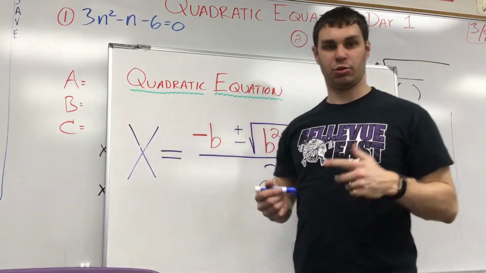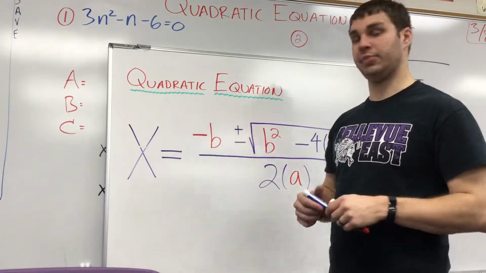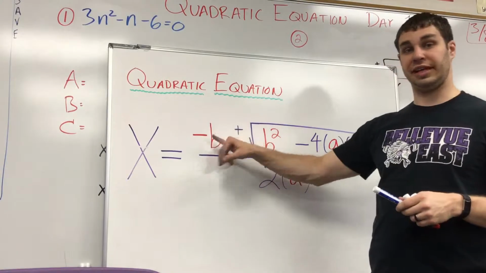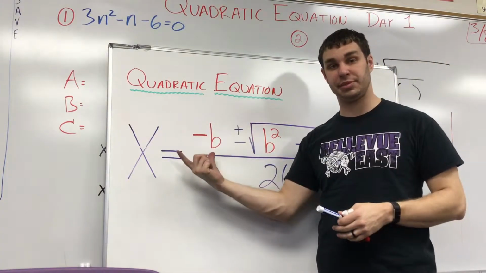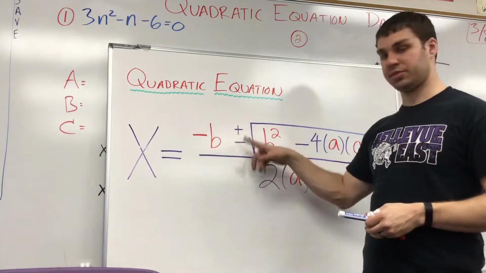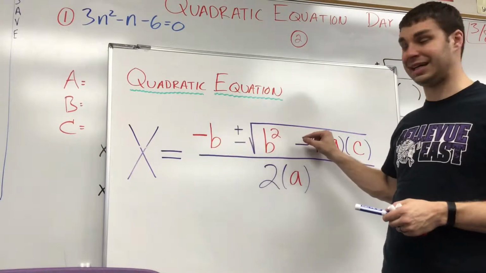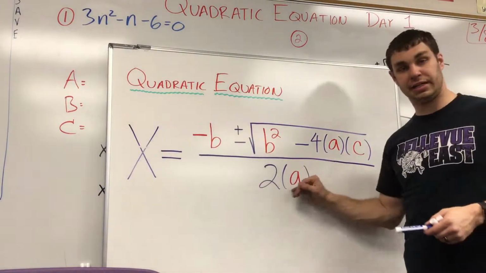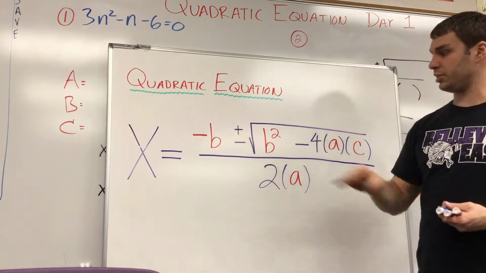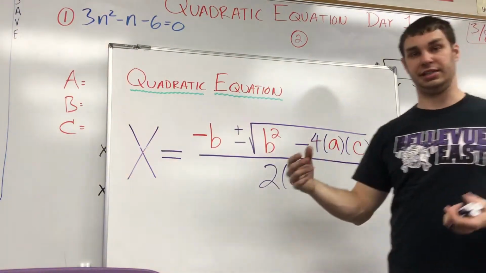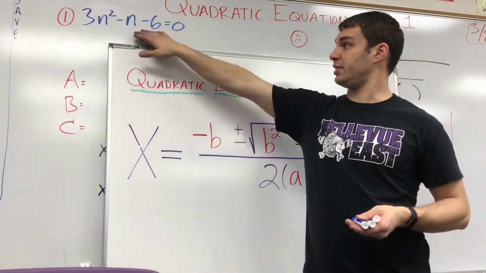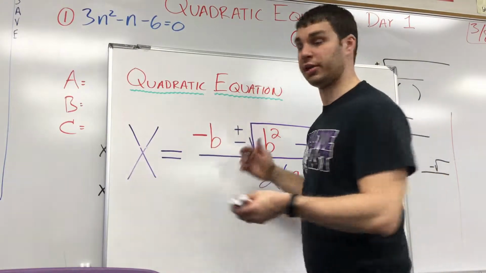All right, today we're talking about the quadratic equation, which, just a reminder, is x equals negative b, sometimes called the opposite of b, so negative b plus or minus the square root of b squared minus 4ac, all divided by 2 times a. So these red parts here are what we're going to have to fill in once we find our a, b, and c from our problem. So let's try this one.